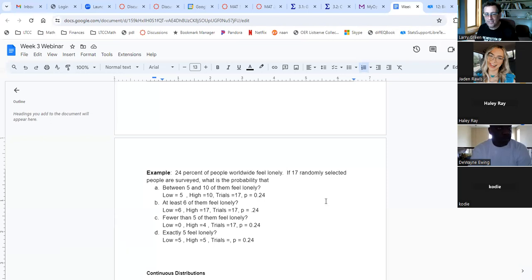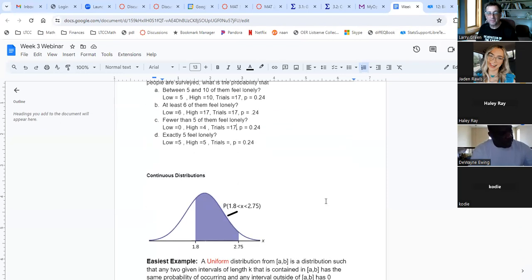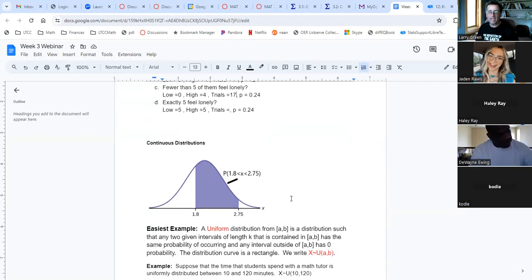Okay, let's move on to continuous distributions. This gets interesting. Who remembers the shape of this picture? What's the name for the shape of the distribution in this picture?